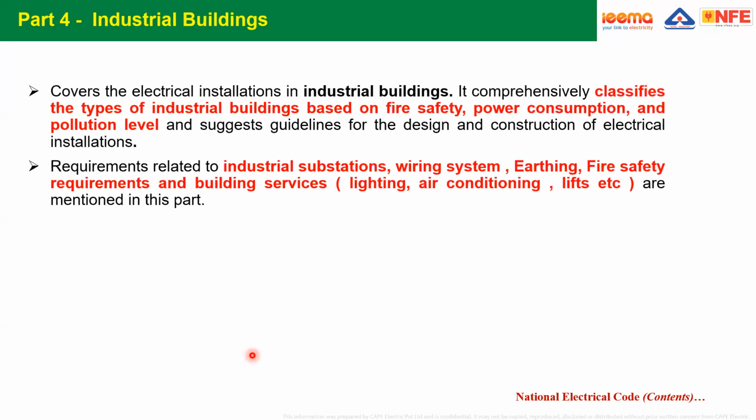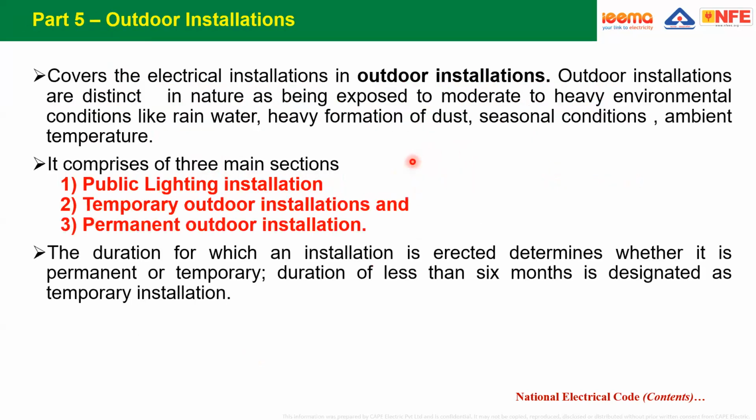Then we go to part 4. Part 4 talks about industrial building. It covers the electrical installation in industrial building. It comprehensively classifies the type of industrial building based on fire safety, power consumption, and pollution level. Also, requirements related to industrial substation, wiring system, earthing, fire safety requirements, and building services. All these are covered in part 4, industrial building.